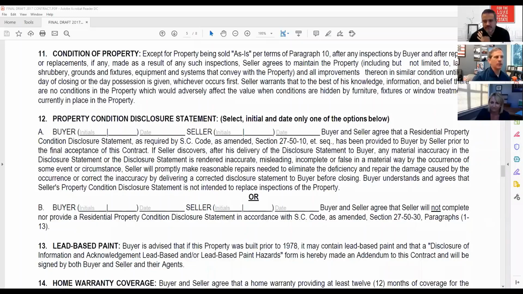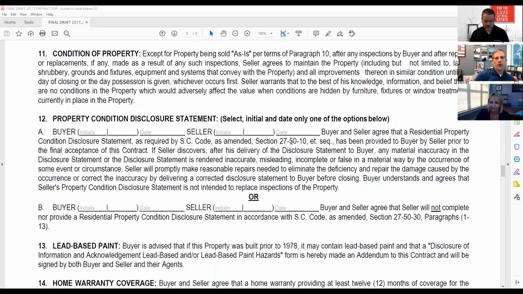All right, very good. So let's move on now, and we've got about 30 minutes left. There's a few provisions I'd like to spend a little bit of time on in here. Other ones we will be flying right through. Number 11, condition of the property. This is very important, except for as-is contracts. If you're under paragraph 9, this is very, very important.